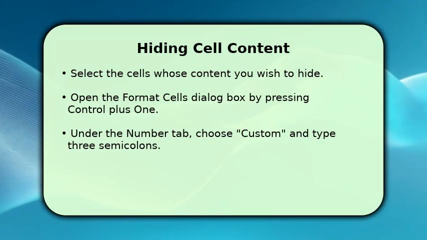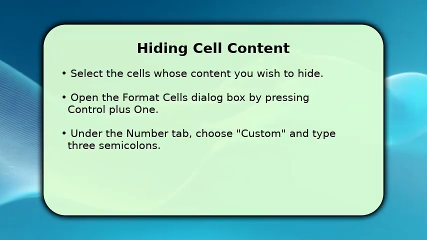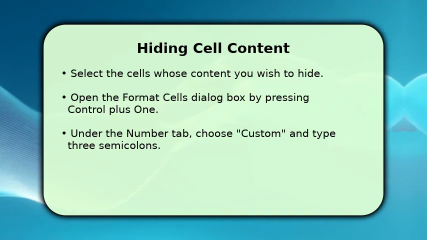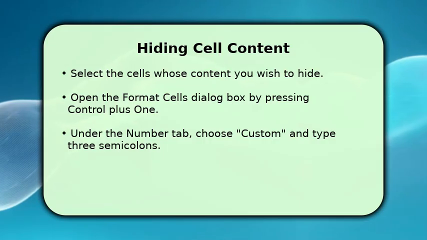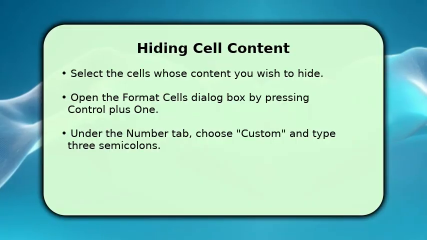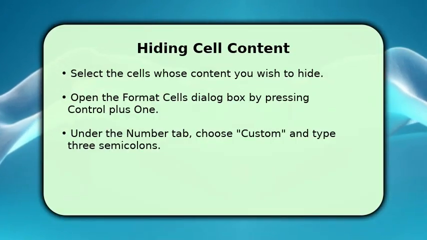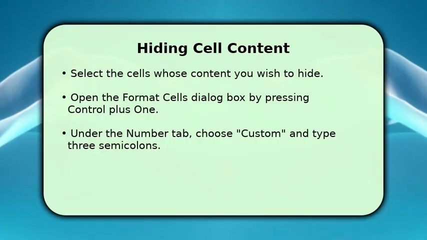Sometimes you only want to hide the content of specific cells, not the entire row or column. To do this, select the cells you want to affect. Then, open the Format Cells dialog box, which you can quickly access by pressing Ctrl+1 on your keyboard. Navigate to the Number tab, select Custom from the category list, and in the Type field, enter 3 semicolons. This clever trick makes the cell content invisible while keeping the data intact.